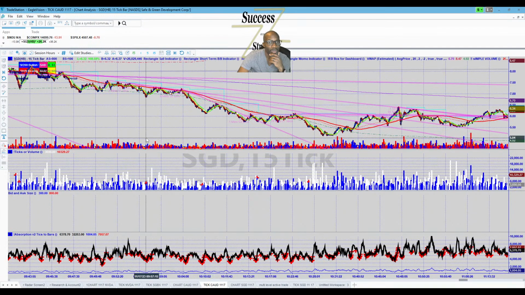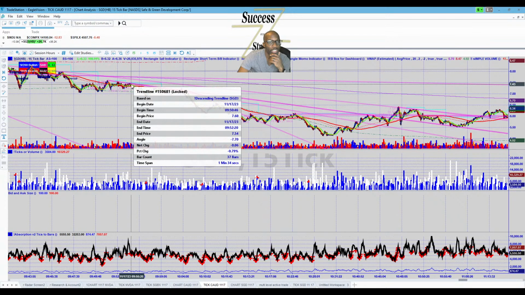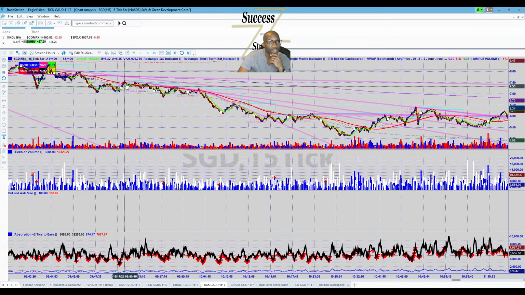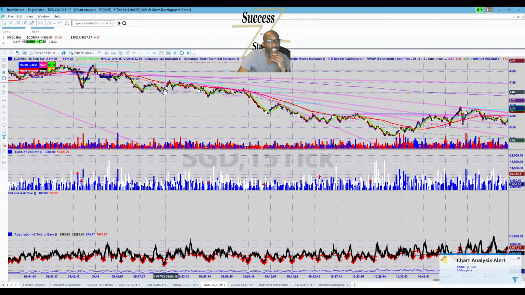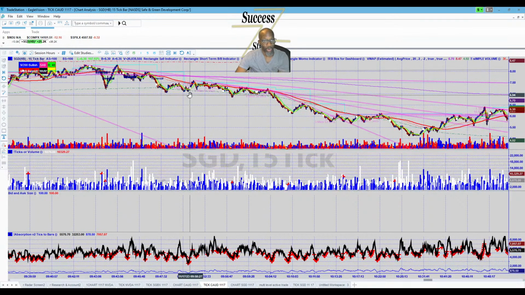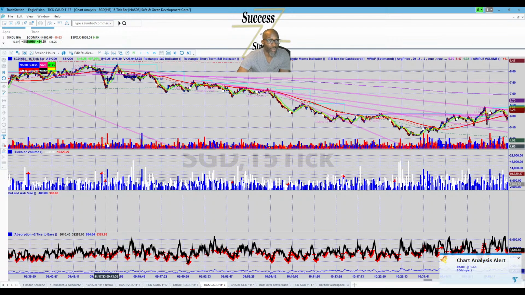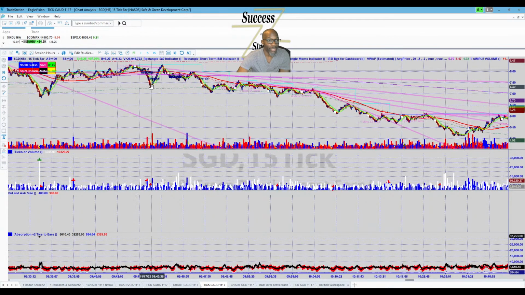What is this one down here doing? This one led to a pullback up to the descending resistance, but it's still a descending support level. This one right here, that one's just no good. This one right here led to a significant, I just call it a reversal, all the way up. It failed once it got up here, but that one was a good one.